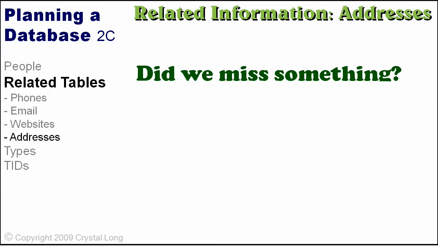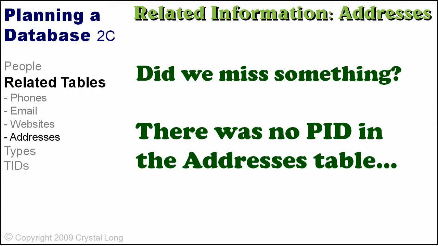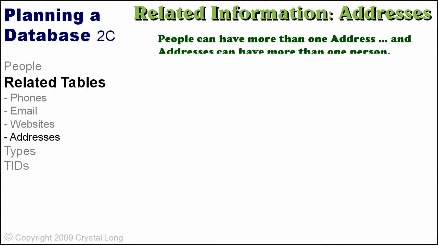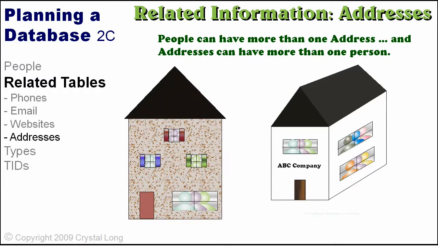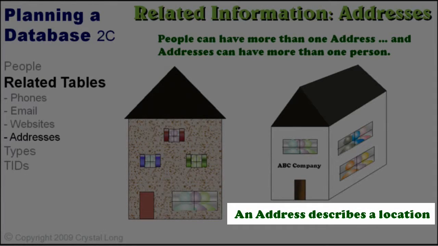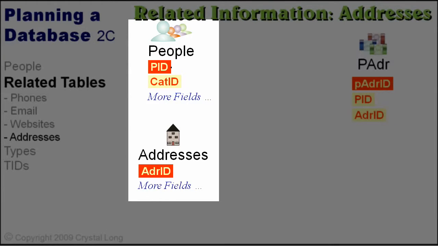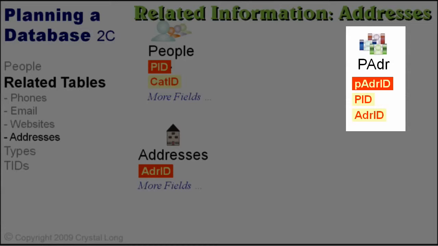Did we miss something? There was no PID in the addresses table. How are we going to relate an address to a person? An address describes a location. People can have more than 1 address, and addresses can have more than 1 person. A many-to-many relationship exists between people and addresses. We need a cross-reference table or junction table to set this relationship properly.